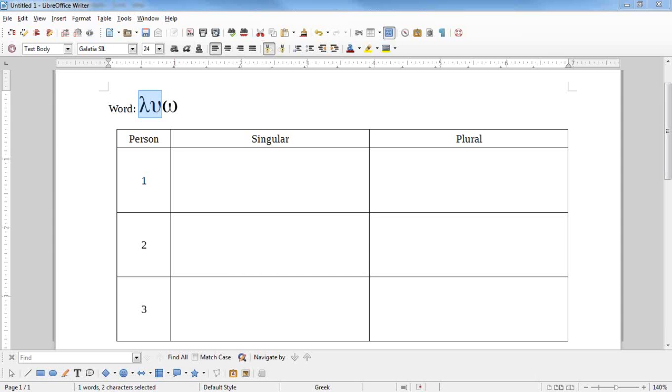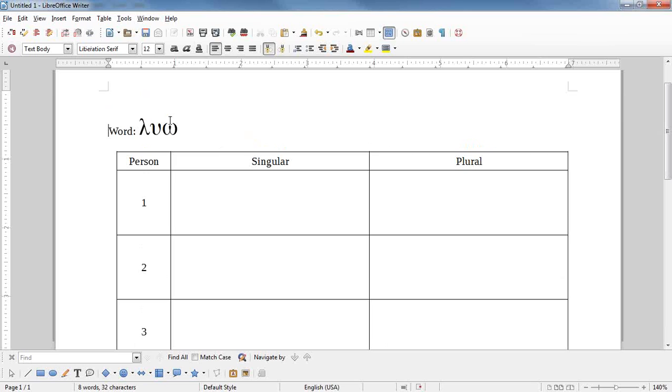Okay, so lambda upsilon is our stem, okay? And I also need to tell you guys, and I apologize for this, what we're going to do here, where are you, mouse? Oh, there you are. Okay, so the verb system that we're going to do is the present active indicative. Okay? So what does that mean, present active indicative?